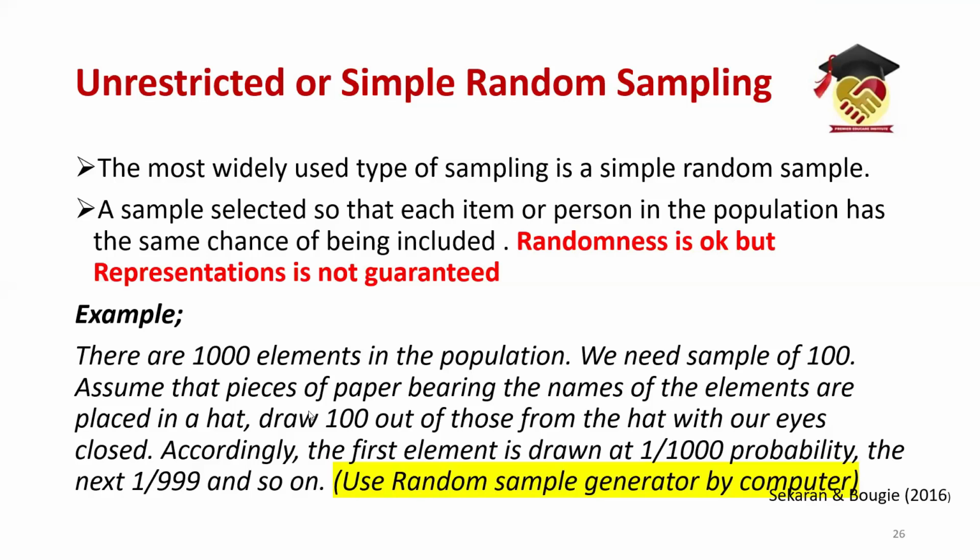What you have to do is have a random sample generated by the computer. The computer will give you the 100 out of these 1,000. So what is guaranteed here? Randomness is guaranteed, right? But what is not guaranteed? The representation is not guaranteed.